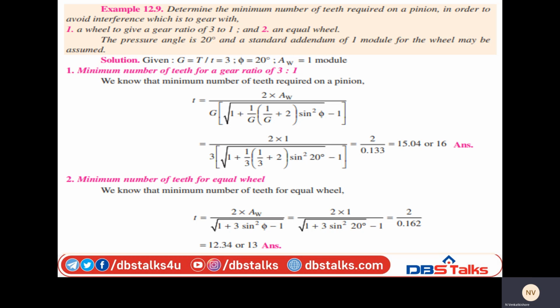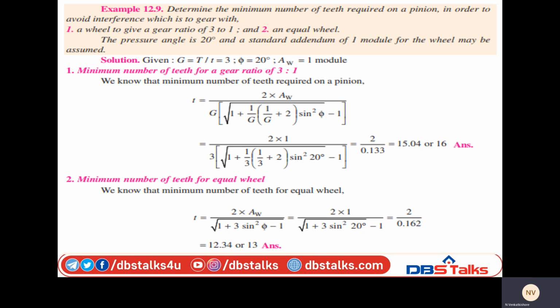What is the formula? Small t is equal to 2AW by G into 1 plus square root of 1 plus 1 by G into 1 by G plus 2 into sine square phi minus 1. Okay. So where is the difference? Here capital G is multiplied, that is the formula for minimum number of teeth on the pinion. Without that, that is for minimum number of teeth on the wheel. Okay. So 2 into AW is one module by G.